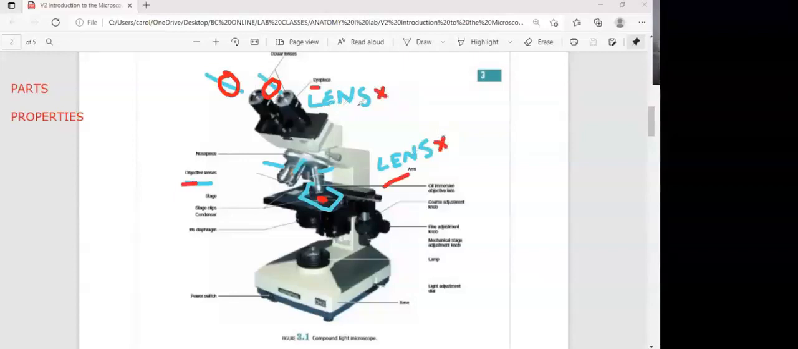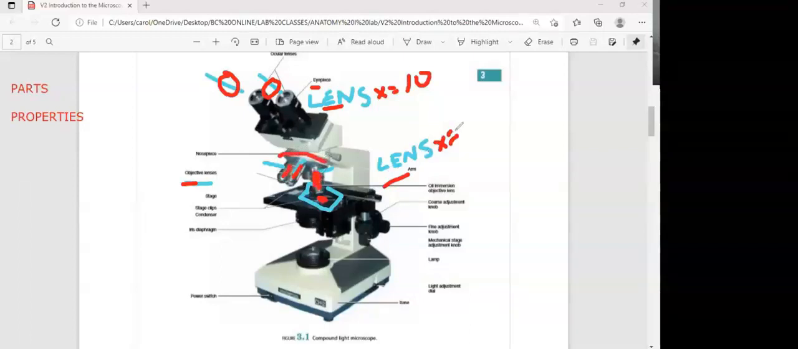The ocular lens is fixed, meaning it always magnifies 10 times. And this one right here is not fixed. This part rotates. That's why it is called the rotating nose piece. Why can you rotate this? Because that's going to allow you to change the lenses, right? So then you can change this one to this one or this one to this one, by moving the rotating nose piece, which is this part.